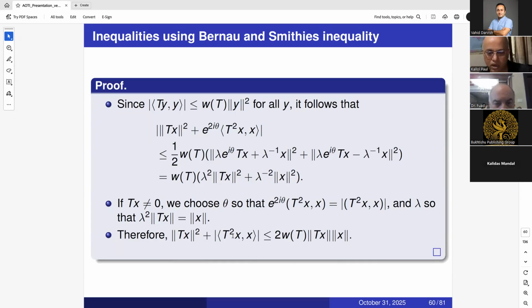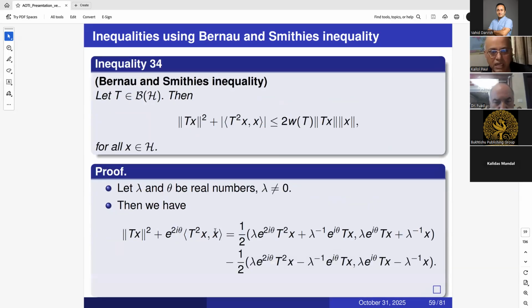So w(T) squared is less than or equal to this, because this is norm of Tx. So if you cancel norm of Tx, if x is not equal to zero, then you can develop some inequalities from here. What I wanted to highlight is that this was the inequality developed by Barnum and Smithies, and this was the equality used, right?